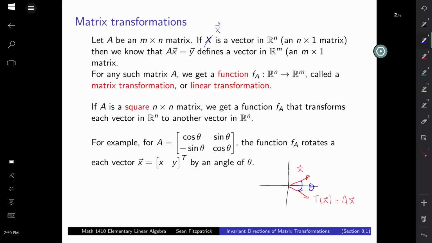We're interested in non-zero vectors that end up parallel to themselves, and so this is an example of a transformation where nothing ends up parallel to itself. So there are no invariant directions. There are no directions that are preserved.